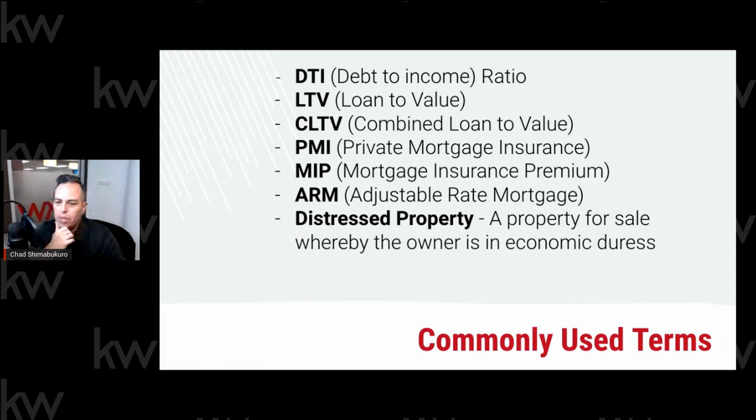Distressed property is a property that is for sale by an owner that might be in economic duress. And economic duress would be things like bankruptcy sale, court sale, probate sale, short sale, foreclosure. These kinds of things are in the pile that we would refer to as distressed properties.